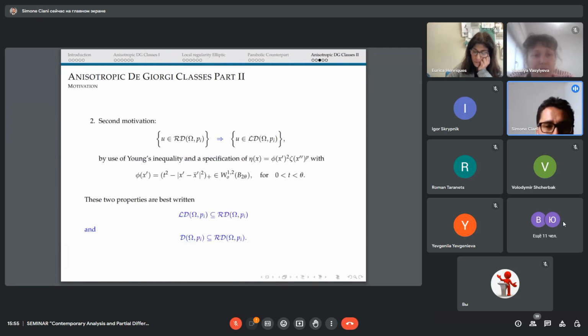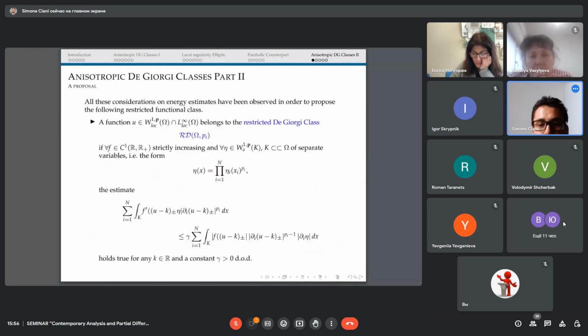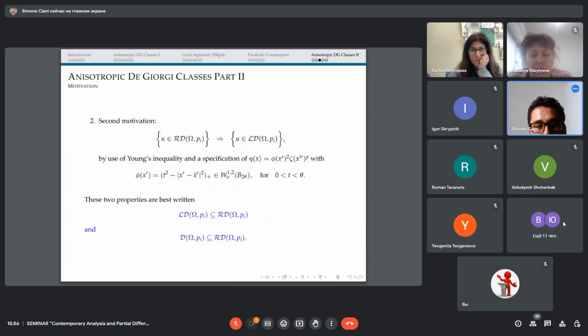Well, a second motivation is the following. If a function belongs to the restricted de Giorgi class, then that function is also an element of the logarithmic de Giorgi class, which were so useful in the derivation of the regularity properties for the elliptic singular equation. How can we do this? Here again, we do a Young inequality, and we specify the test function eta. Let me go back. Eta here is specified in two variables. If you remember, we have the first s variables with pi equal to 2, and the last n minus s variables with pi equal to p, smaller than 2. So we specify this eta in this way, and we pick the first test function in the following way.